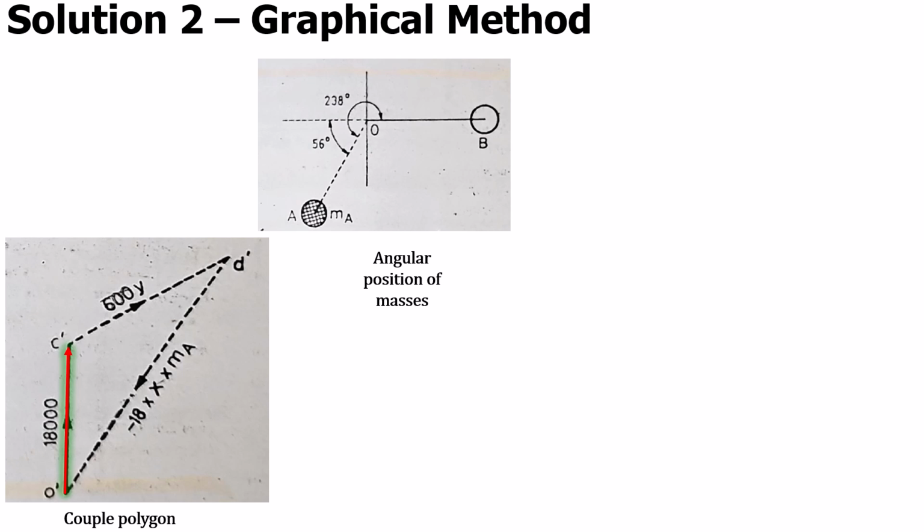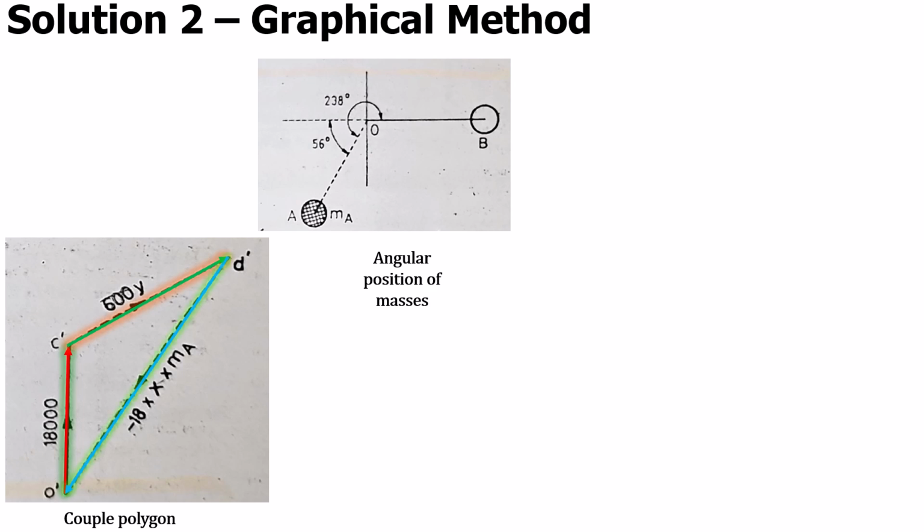The next thing we do is we're going to sketch vector C prime D prime, and this vector has a magnitude of 600y, and its orientation is parallel to the position of mass D. And finally we're going to sketch vector O prime D prime, and this is going to be parallel to mass A, whose value we just got in the previous slide. The orientation is as shown at an angle of 236 degrees, so that the couple polygon closes.